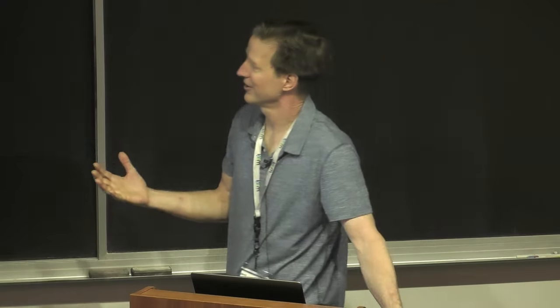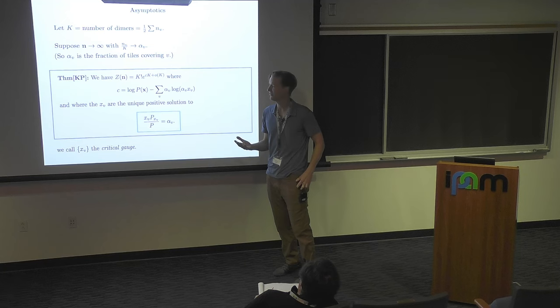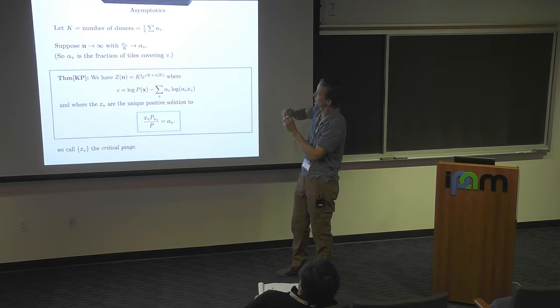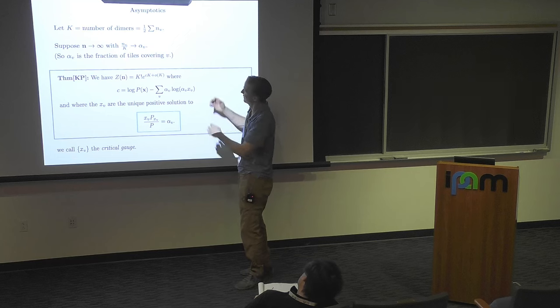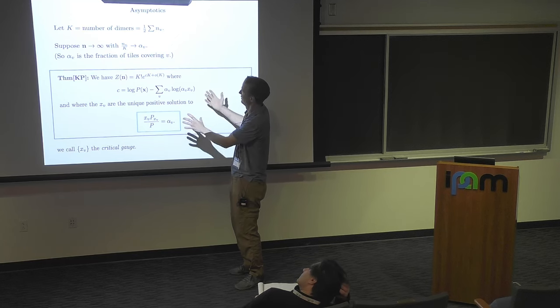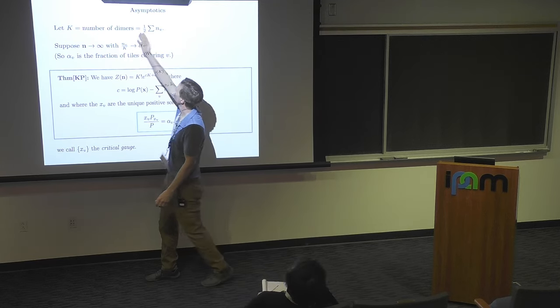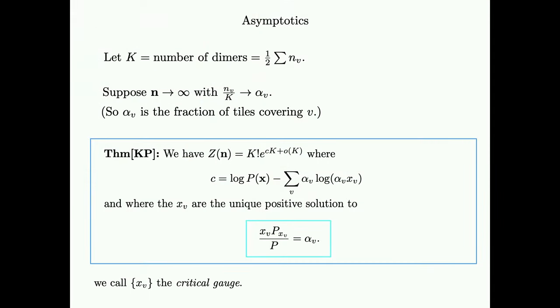The asymptotics are straightforward at that point, because everything is positive, you get a positive formal power series. None of this is hard, so I'm not going to focus on this part, but let me just tell you the answer. Let capital K be the number of dimers, which is one half the sum of the multiplicities.